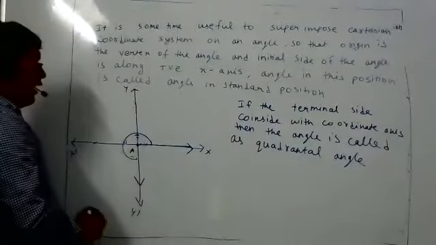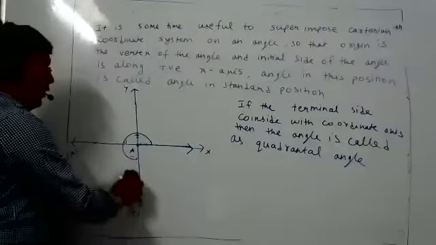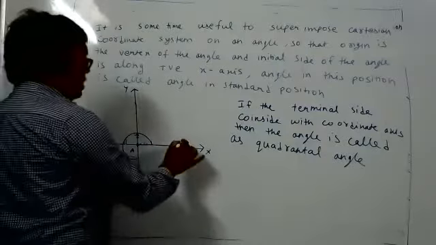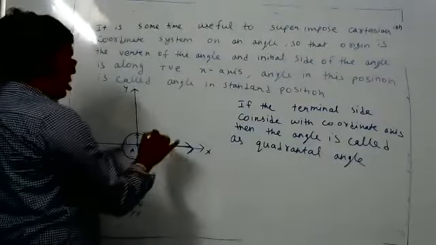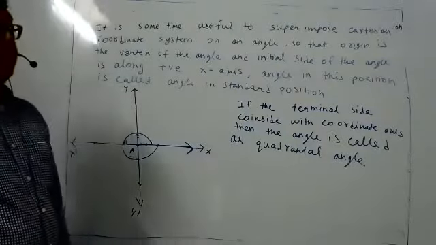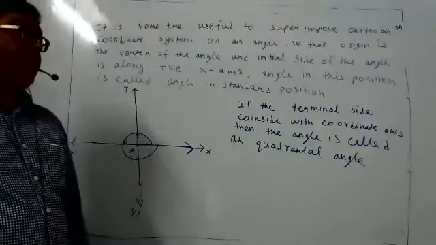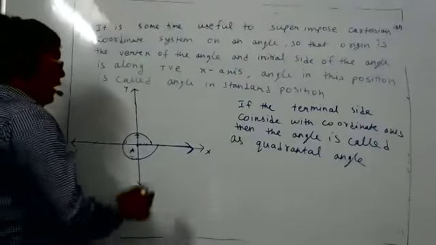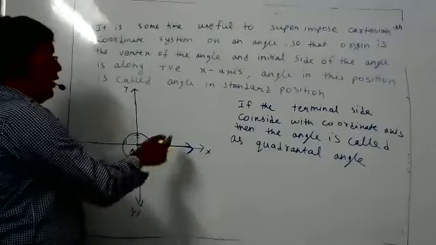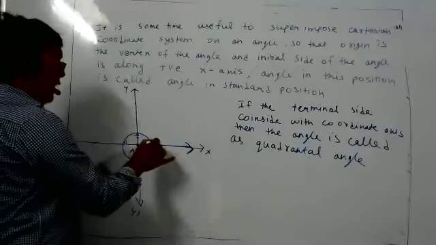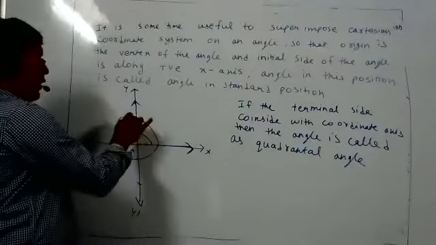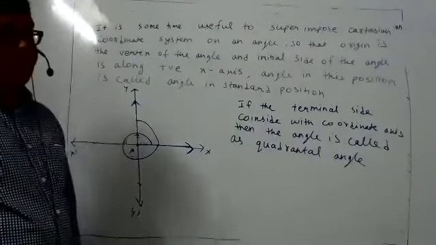Now what happened? Because the initial side is fixed, the terminal side also coincides with the positive x-axis. So what is the angle? 360. 360 is also a quadrantal angle. Now sometimes after completing one revolution, it goes further and meets here. What is the angle now? 360 plus 90, how much?